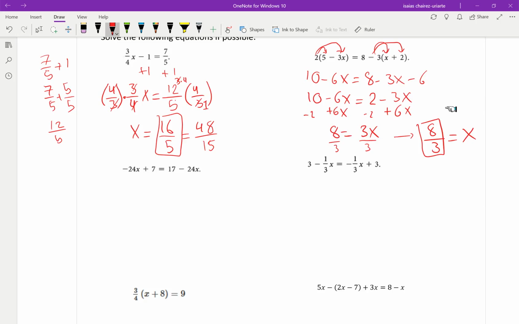Okay, so hopefully we agree on that so far. Let's move on to the third example here.